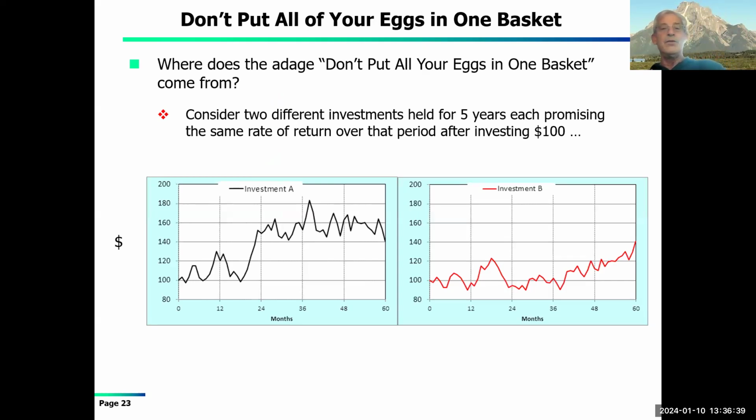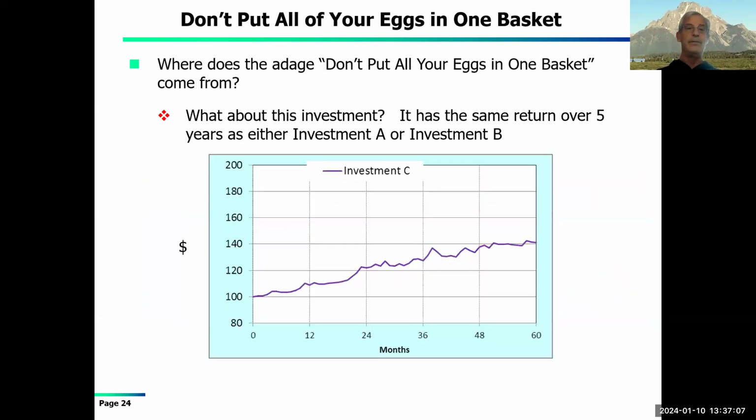So you can consider two different investments held for 5 years, each promising the same rate of return over the period after investing $100, but they're subject to market fluctuations. Investment A is the black line on the left and goes up and down, ends up in one place, and I can't see the one on the right, but I believe it ends up in the same place, but it moves up and down differently. So where does the adage, don't put all your eggs in one basket, come from? And what about this investment?